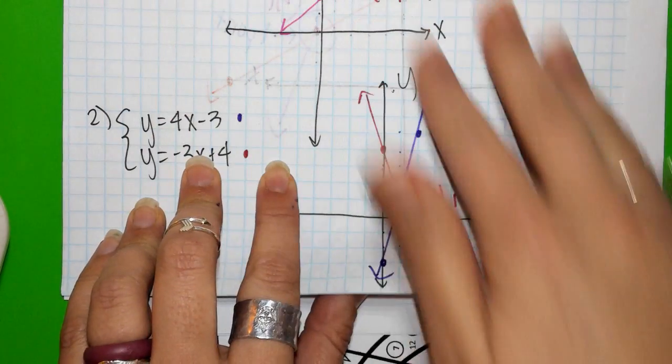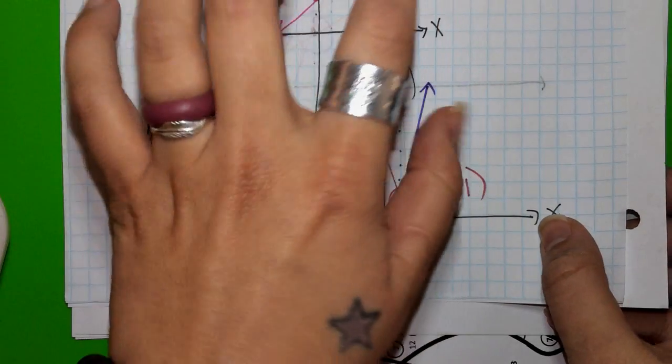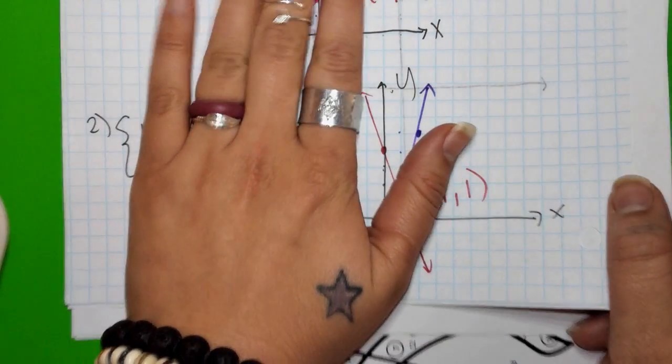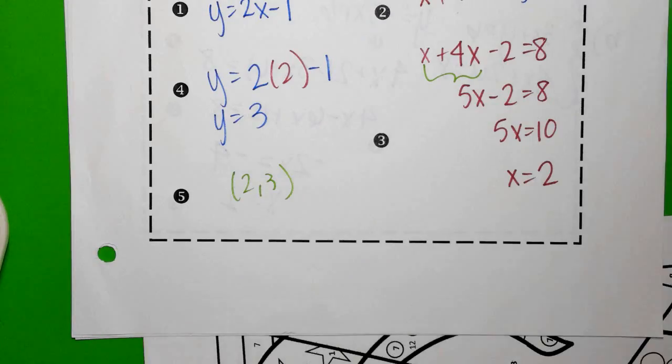Okay, so that's graphing. Are we good with graphing? Yes or no? Yes, I'm good. Okay, substitution.